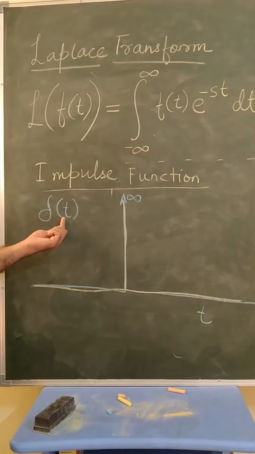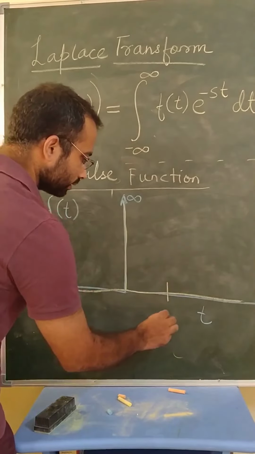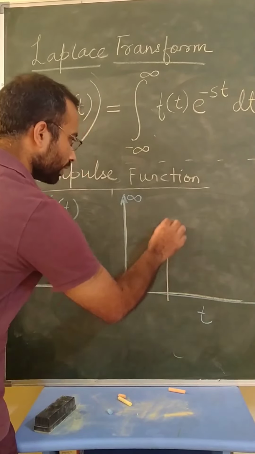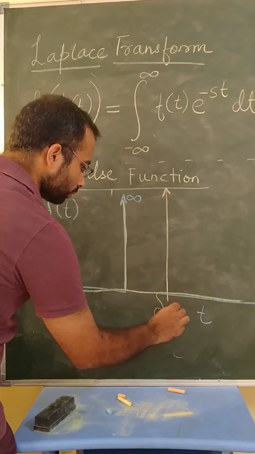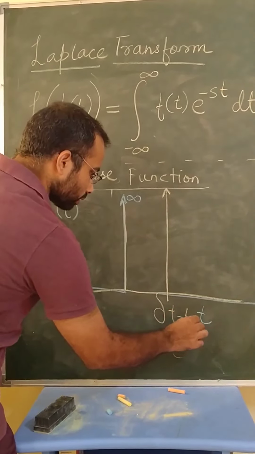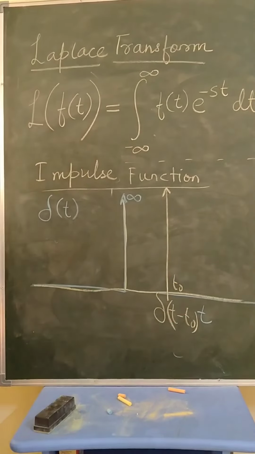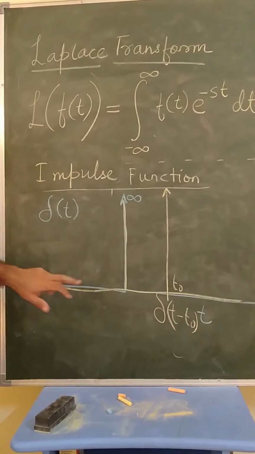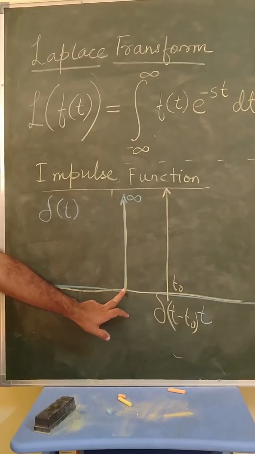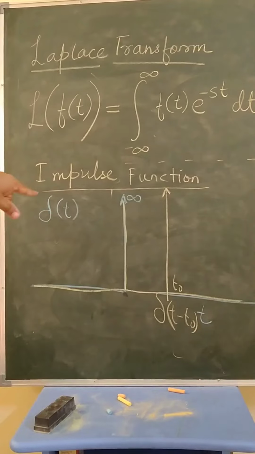You can define it at other times also. Let's say you want to define it at this point, then it would go to infinity at this point, but then you will mathematically denote it as delta of t minus t naught. And this is the value of t naught where it goes to infinity. Right? But if you are writing delta t, that means at t equal to 0, the value of the function goes to infinity.